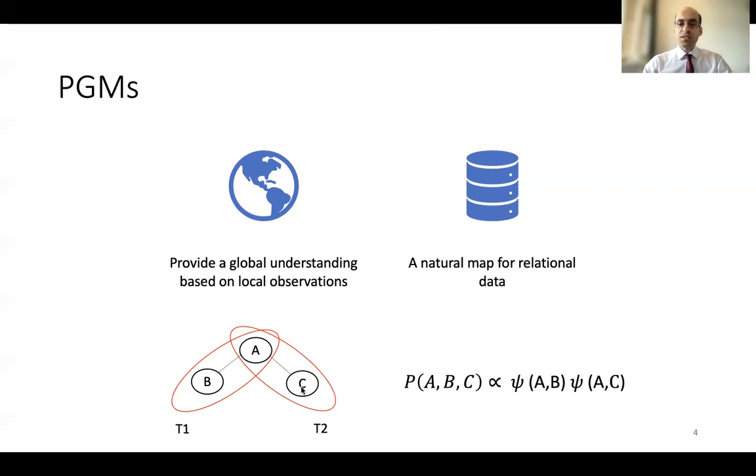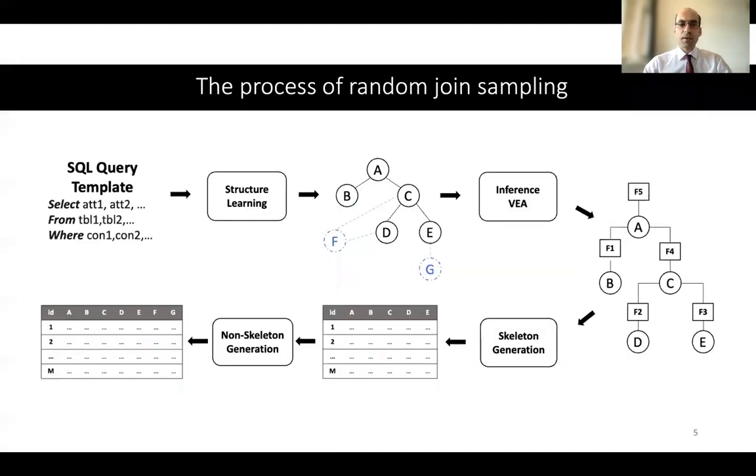So the joint distribution can come from this equation, just multiplying the local observations in the edges. We say these PGMs are a natural map for relational data because these local observations can come from different tables. For example, the dependency between A and B can come from table 1, and the dependency between A and C can come from table 2. And if we multiply those local observations, it will give us the joint distribution of the join result. So we can make samples from that distribution.